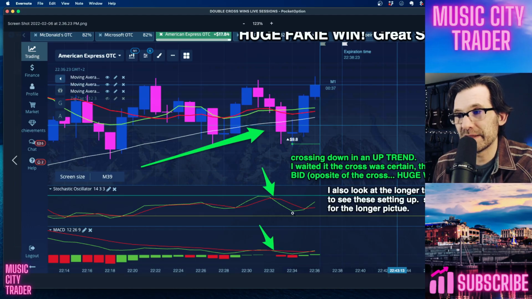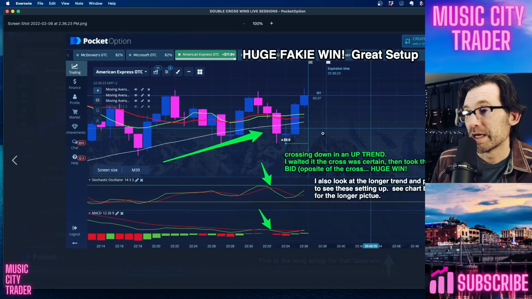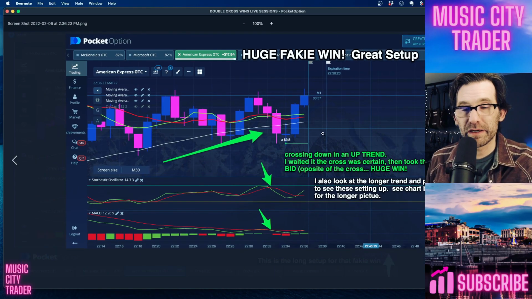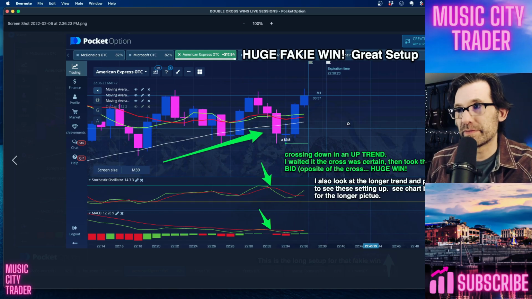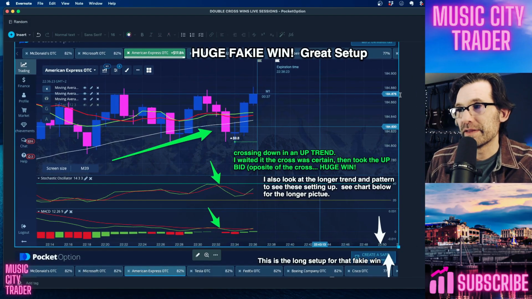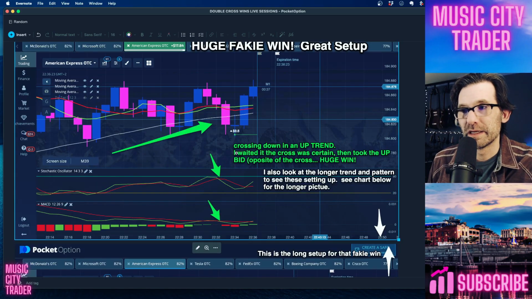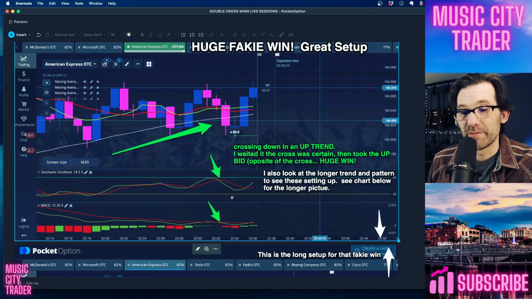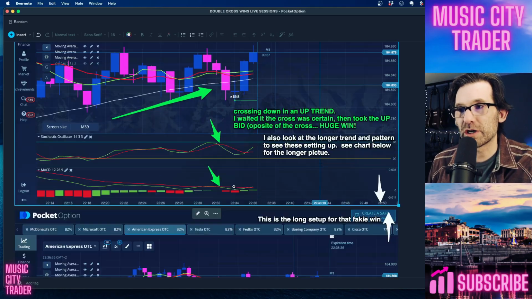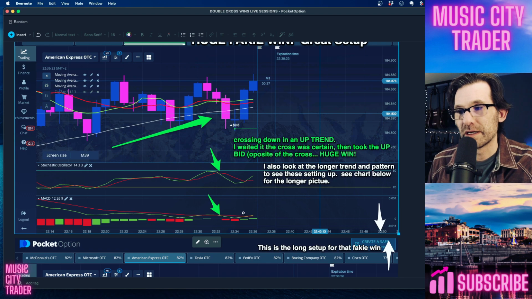I might have even seen that tick. I took my up bid and got a great win. That is a Fakie win. If you're a beginner in the double crossover method, or even in Pocket Option at all, I don't suggest you spend a lot of time doing the Fakie or bidding against the indicators. But you do win a lot of times bidding against the indicators, because the overall chart is doing something different.